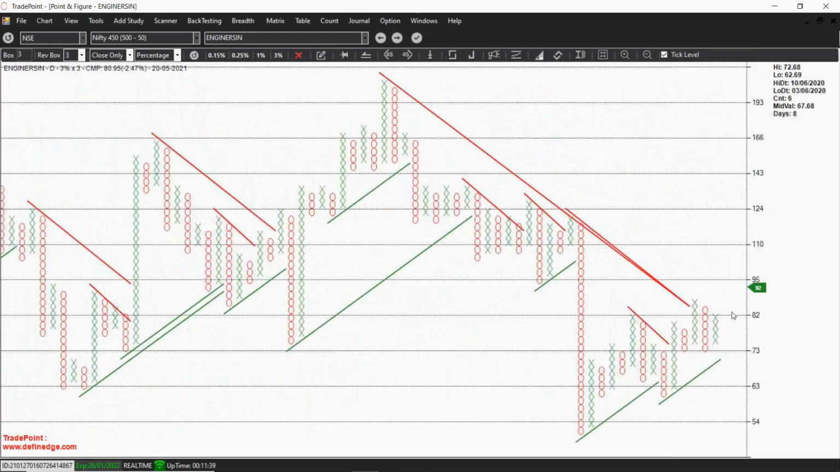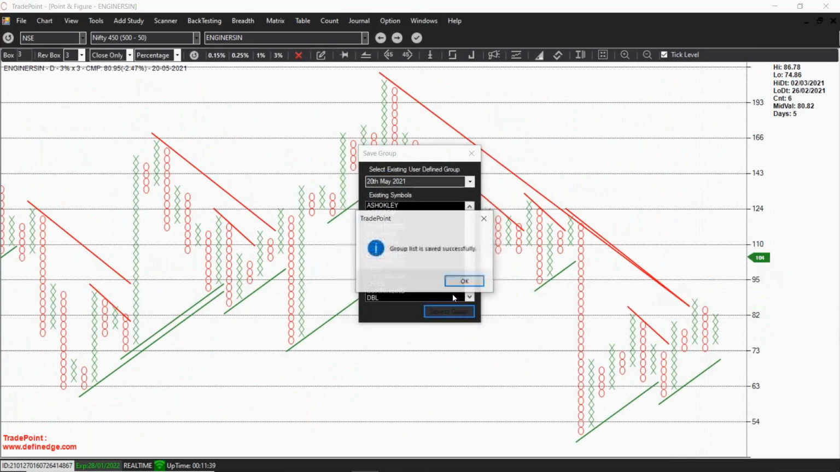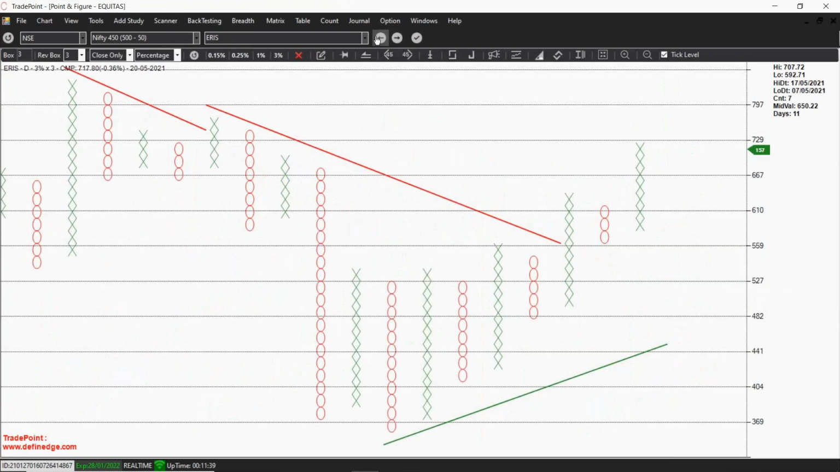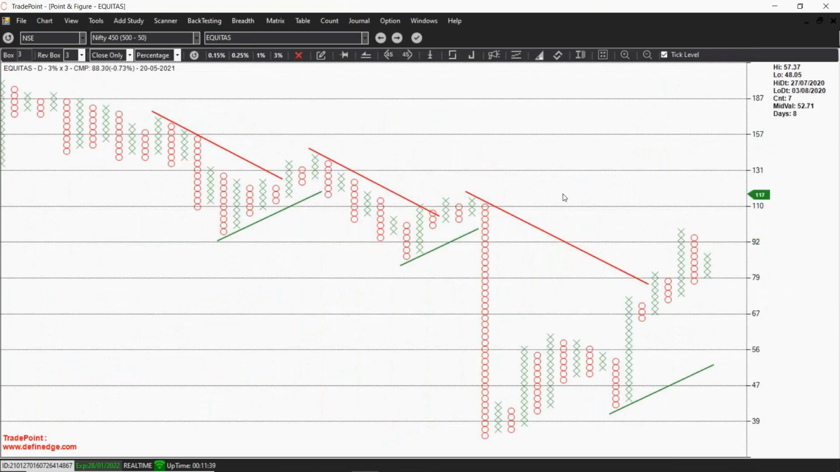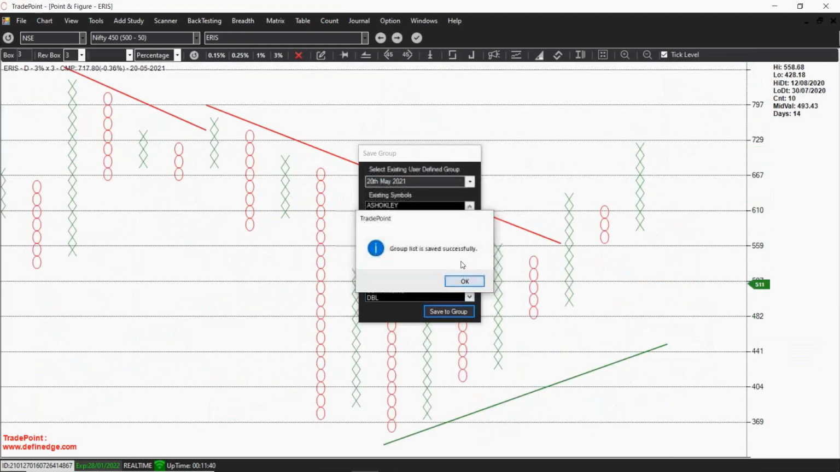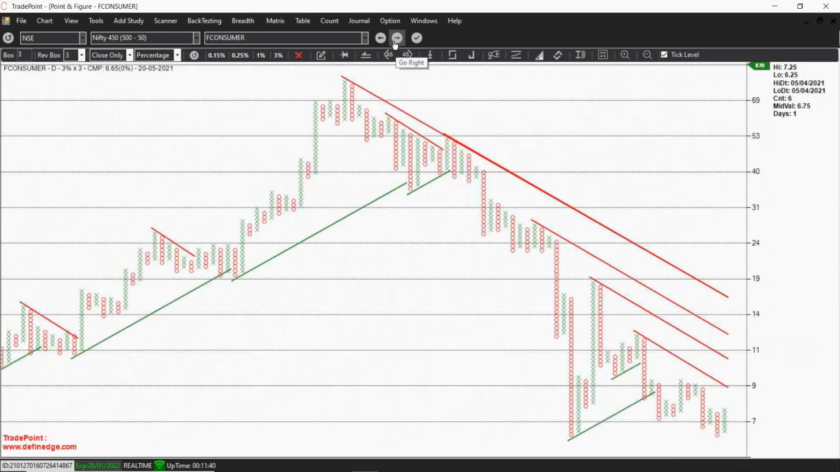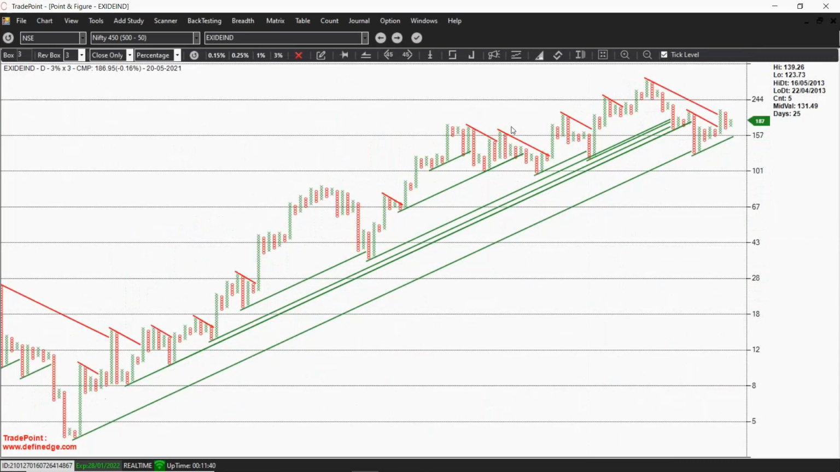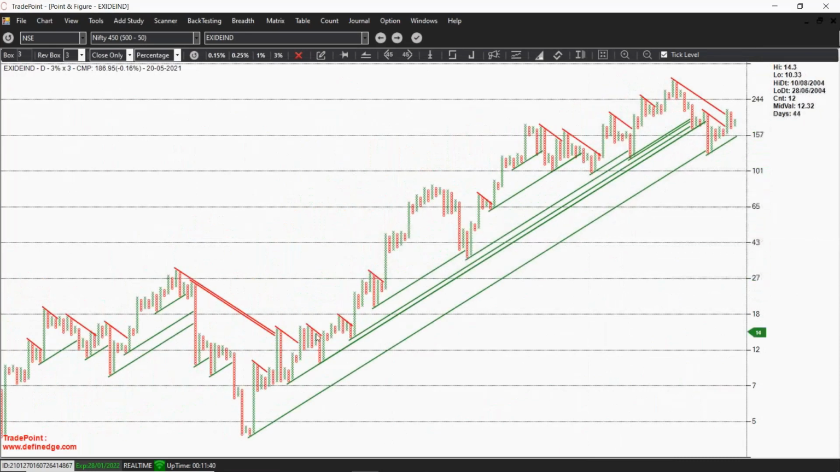This is kind of interesting. It breached and it again came down. Now, if it goes above this, it would be very interesting.